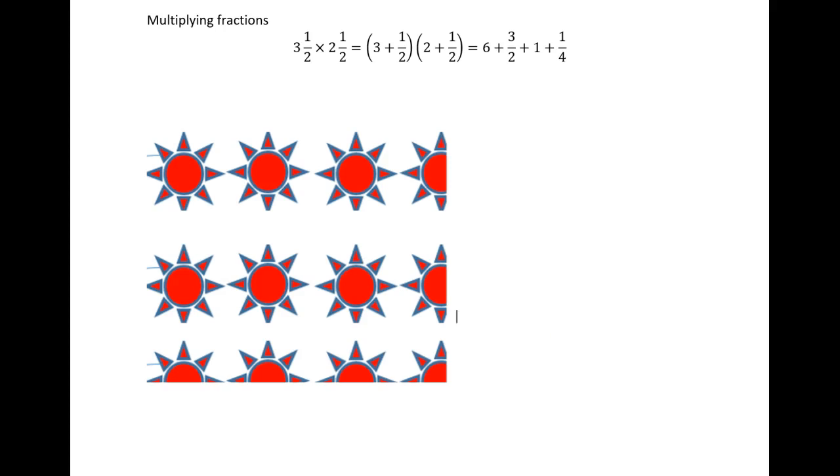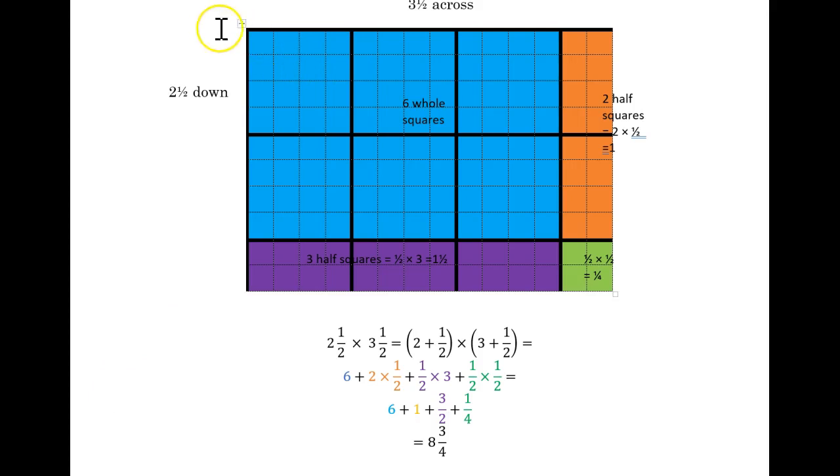Now we can also translate this into an area model where our area is a 3.5 by 2.5 rectangle. So here's our 3.5, so 3 whole squares plus a half a square here, by 2.5 rectangle. 2 whole squares, and this is a half square going down. And the same partial products show up here. Here's our 6 whole squares. Here's our 2 half squares, our 3 half squares, and our little quarter at the bottom.